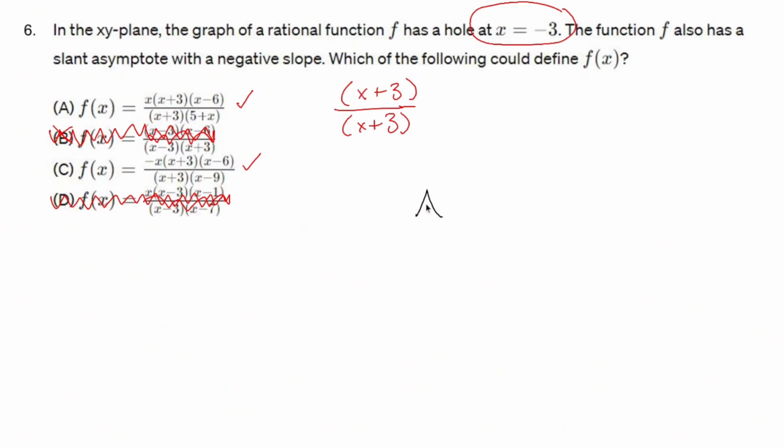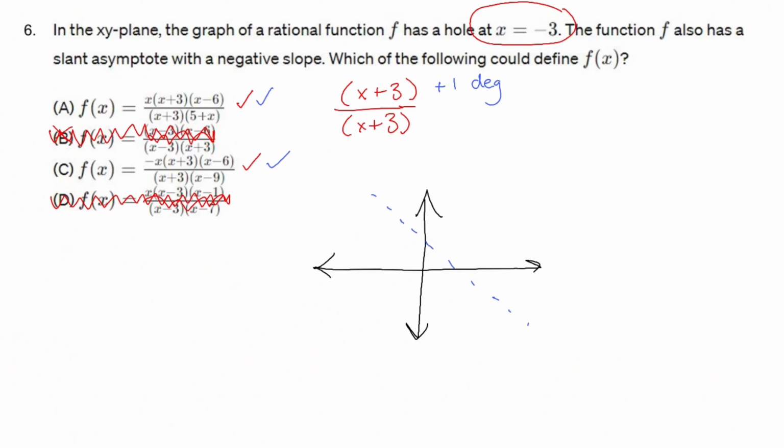Now we have to figure out what it means to have a negative slant asymptote. A slant asymptote that's negative is going to look like this. Also, if it has a slant asymptote, the degree of the polynomial in the numerator has to be 1 more. Looking at both of these options, we have x, x, x, and x, x, so that still works, and it's not going to eliminate anything.